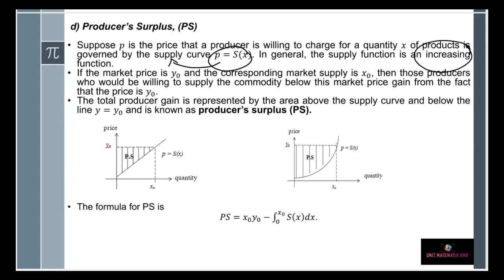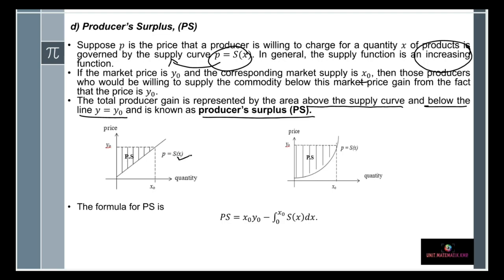If the market price is Y0 and the corresponding market supply is X0, then those producers who would be willing to supply the commodity below the market price gain from the fact that the price is Y0. The total producer gain is represented by the area above the supply curve and below the line Y equals Y0, and this is known as producer surplus, PS.